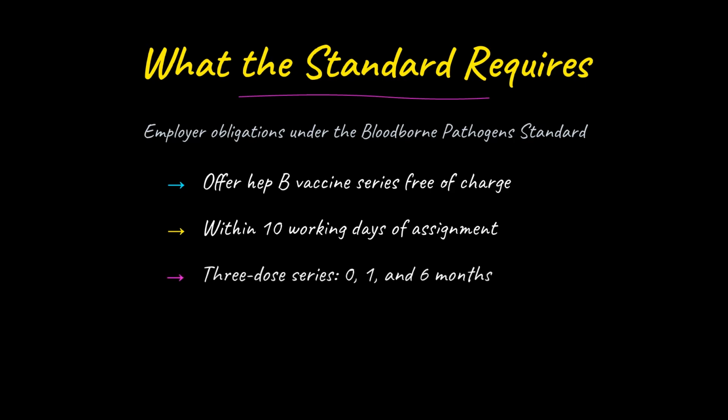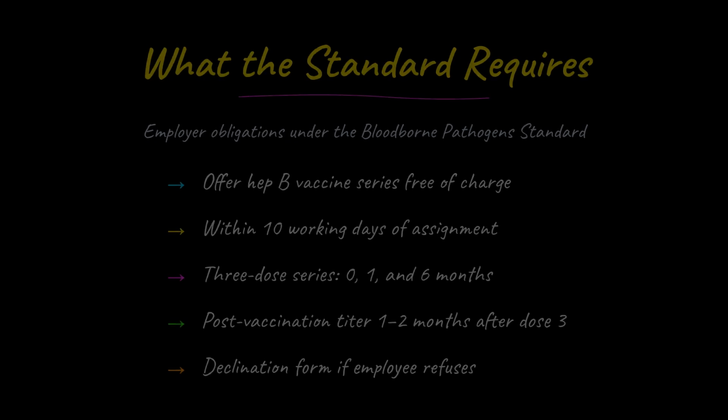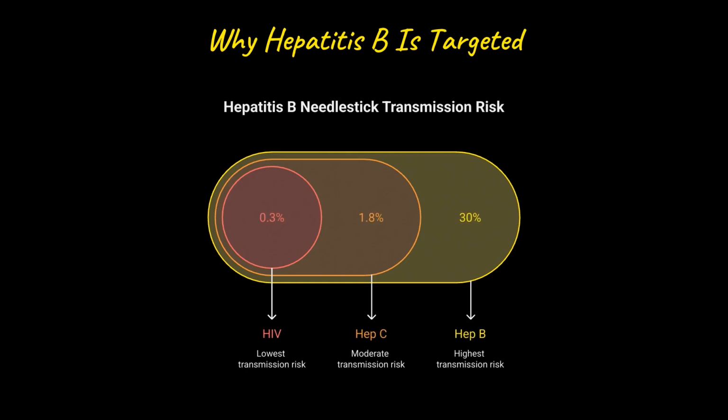The series follows a 3-dose schedule at 0, 1, and 6 months, followed by a post-vaccination antibody titer to confirm immune response. If the employee declines, they must sign a specific declination form kept in their record. Hepatitis B was targeted because the transmission risk from a single needle stick is far higher than for hepatitis C or HIV.